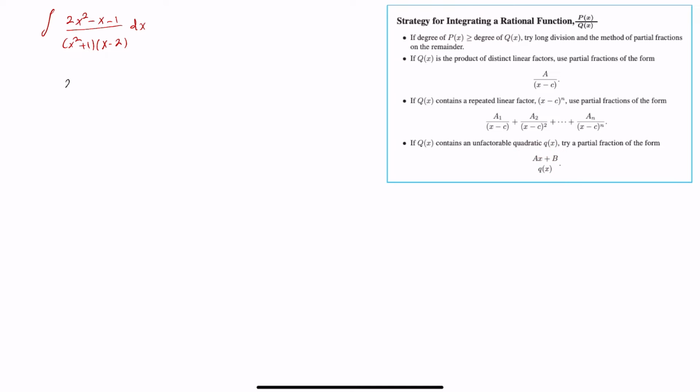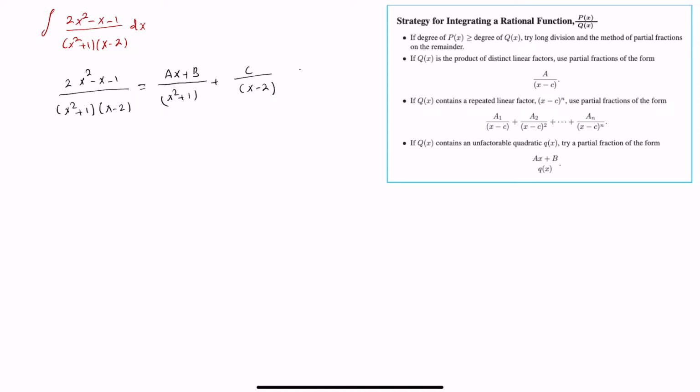So the integrand, 2x squared minus x minus 1 over x squared plus 1 multiplied by x minus 2, is going to be equal to, again, ax plus b over the first one, which is x squared plus 1. This is an unfactorable quadratic. And then plus c over x minus 2. So here we want to solve for a, b, and c.